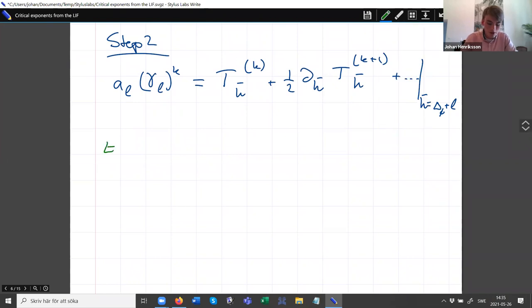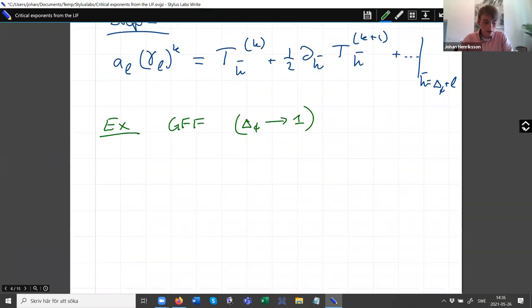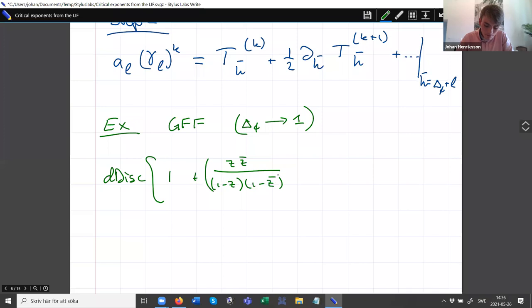So the example is just what we saw before. I'm going to consider the GFF theory, and I'm going to look at the limit of phi goes to one. Actually, it's worth keeping phi general for a while and using it as a regulator in the expressions. So the first thing to do is to look at the double discontinuity of the correlator. The correlator is one plus z bar over one minus z bar to the delta phi plus z bar to the delta phi. And then project onto z to the delta phi.